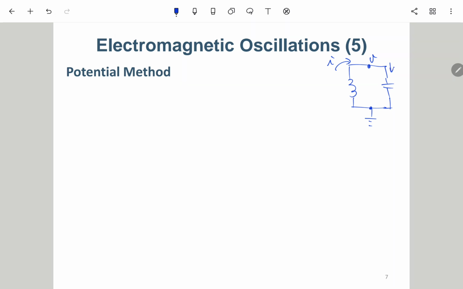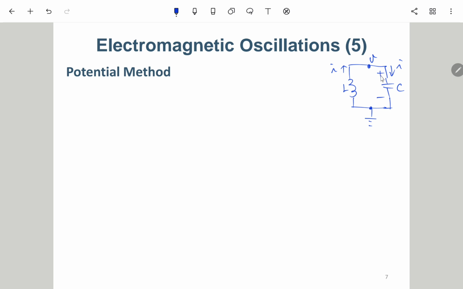It doesn't really matter. So maybe we can draw it explicitly: for the inductor L, the current is from bottom to top, and for the capacitor on the right side, the current is from top to bottom. So as I mentioned earlier, I usually divide the voltage according to the direction of the current.